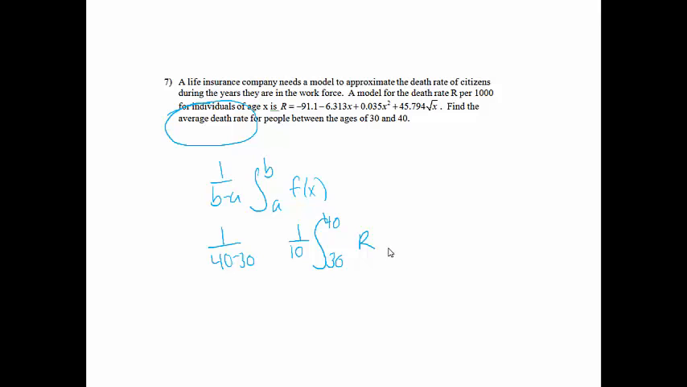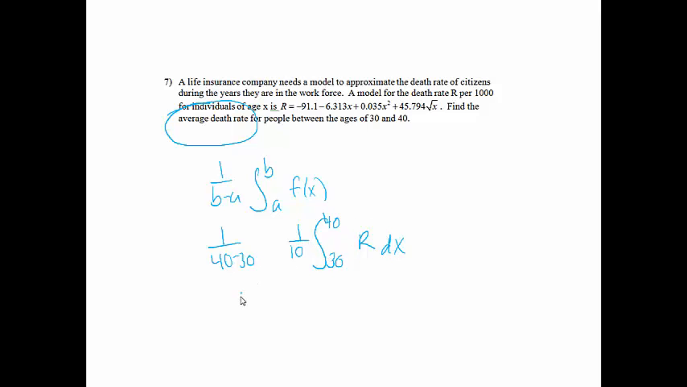Okay, average death rate, that's what we're finding. So again, 1 over b minus a times the integral from a to b of the function. Okay, so 1 over b minus a will be 1 over 40 minus 30, or rewritten, that would just be 1/10. We're going to go from 30 to 40, and then my death rate is equal to r, and that's with respect to dx. I can either write the letter r or I can actually write the equation. Either one is totally acceptable.